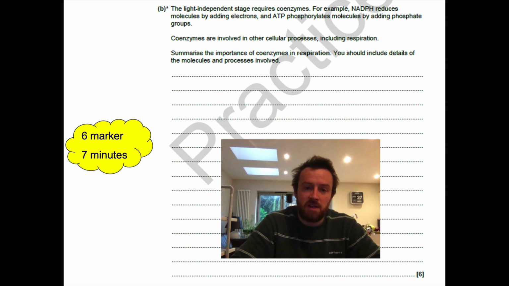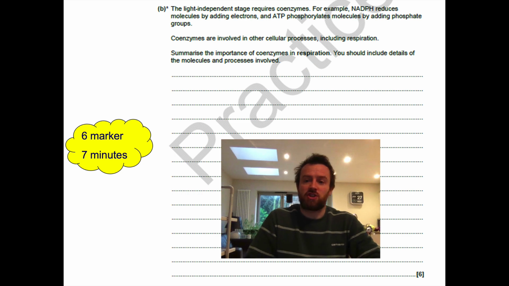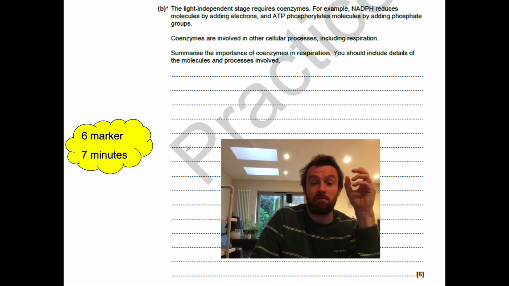So this question starts, the light-independent stage requires coenzymes. For example, NADPH reduces molecules by adding electrons, and ATP phosphorylates molecules by adding phosphate groups. Coenzymes are also involved in other cellular processes, including respiration. Summarize the importance of coenzymes in respiration. You should include detail of the molecules and the processes involved.